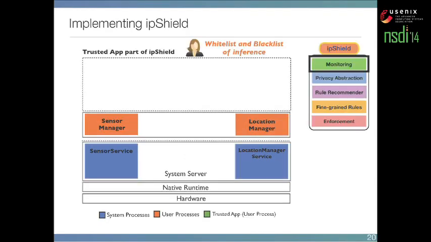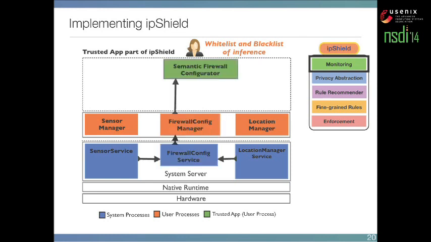Now, looking at the implementation of ipShield, we made changes to various layers of the Android OS. As I mentioned, for any application to access sensor data, it has to go through one of these two services, that is, sensor service or location manager service. So both these services have an idea as to what all sensors are being accessed by this application. So we tapped into this information and provided it all the way to ipShield.